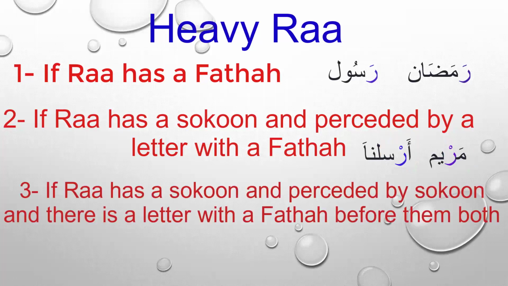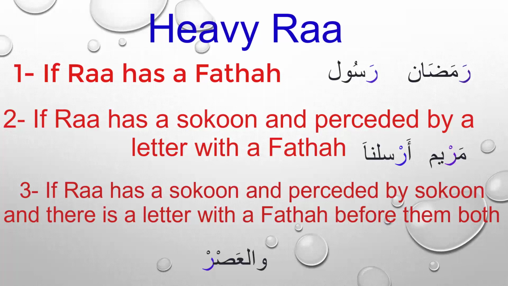The third case, if Ra has Sukoon. Okay, what should we do? We're gonna look at the letter before. Correct. So what if we look at the letter before and find it second too? Now we don't know what to do. What should we do? Should we look at the letter before? Exactly. We're gonna look at the letter before them both. So if Ra is a second letter and it's preceded by a second letter, we're gonna look at the letter that precedes them both. And if it has Fatha, so Ra is gonna be heavy. Let's see some examples.